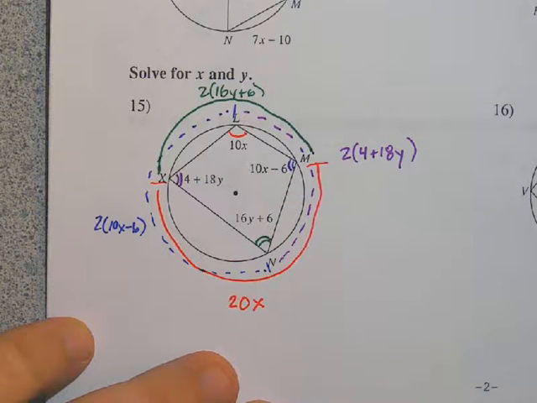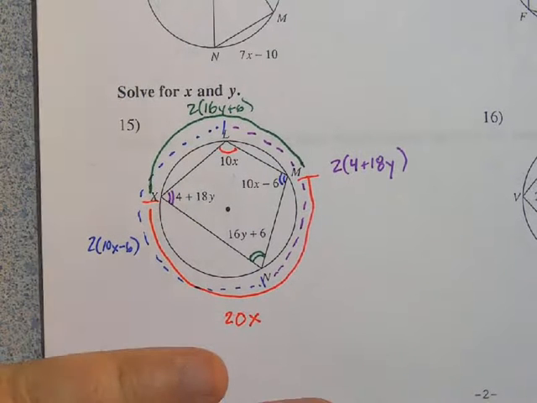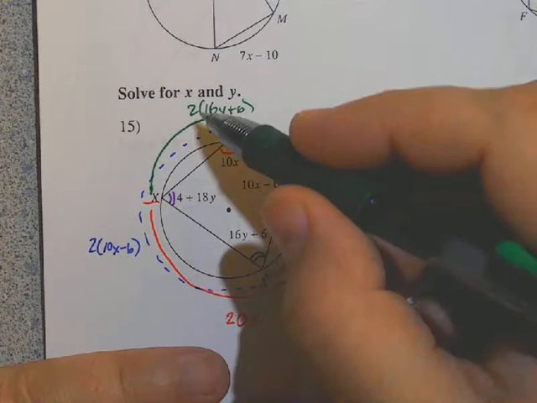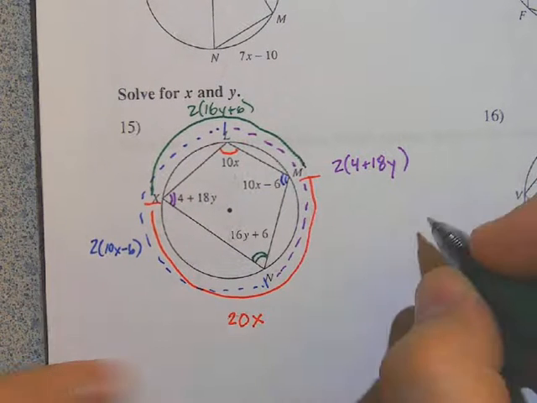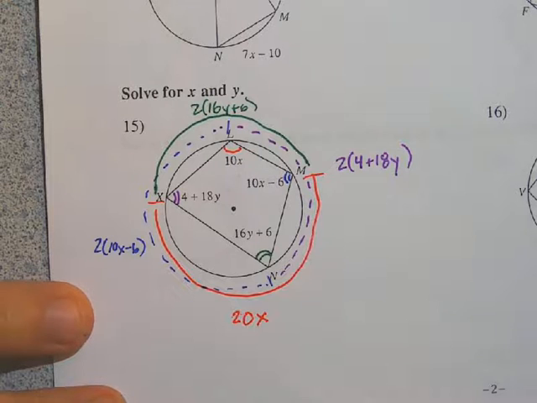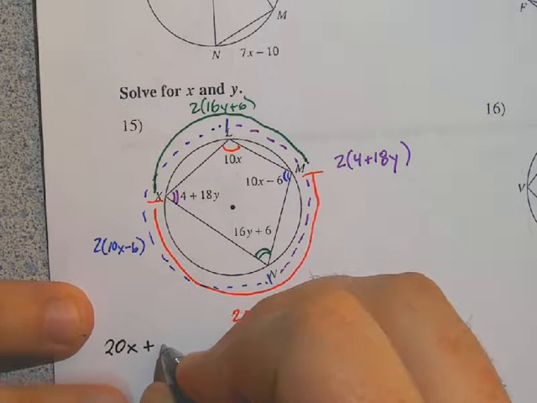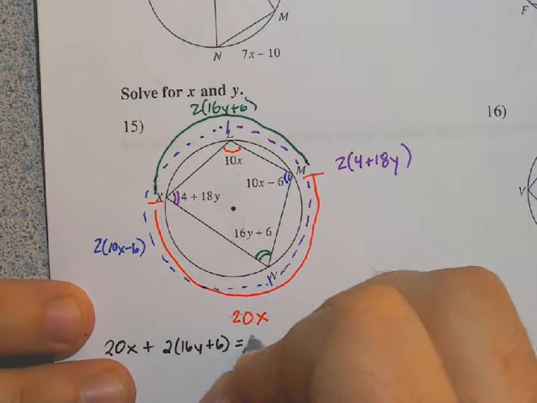And my sum of parts says this: red and green add to be a circle, 360. Great. And blue and purple add to be a circle, 360. Great. So now I can put these together as two equations. So let's take a look at what we've got. 20x plus this thing is going to add to be 360.